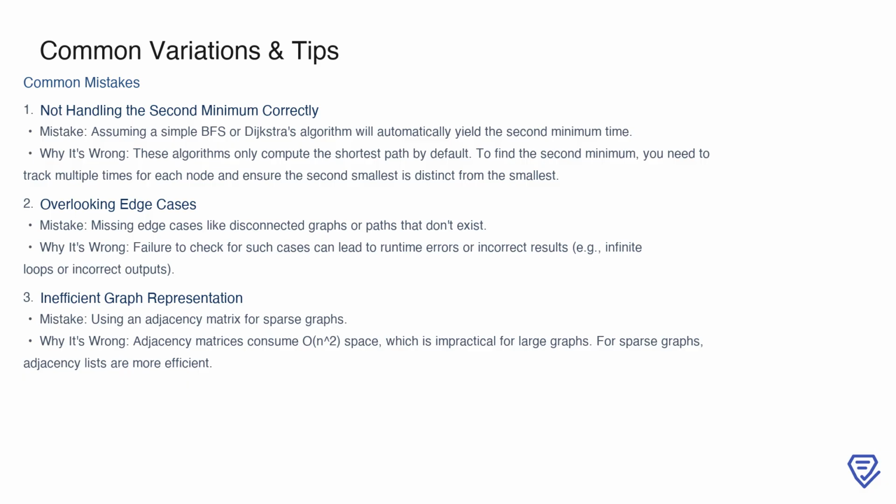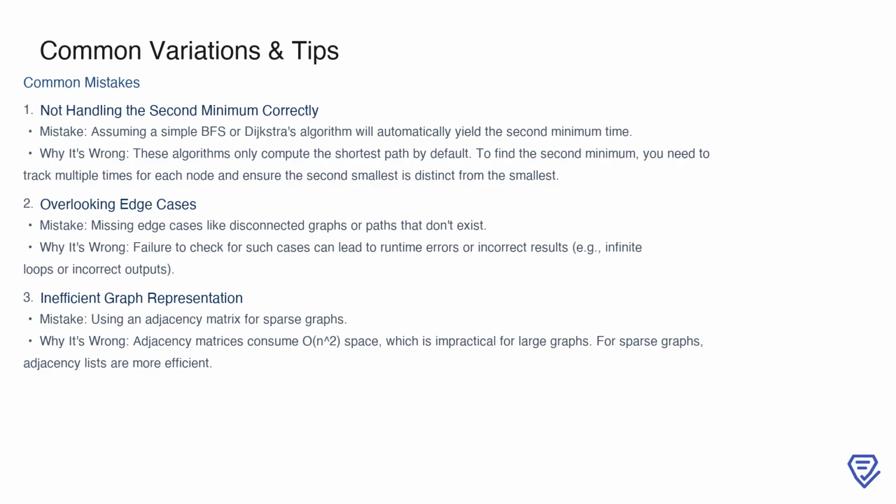First, a major issue is not handling the second minimum time correctly. Many people assume that a straightforward BFS or Dijkstra's algorithm will automatically give them the second minimum time, but this is not true. These algorithms are designed to find the shortest path, not the second shortest. To solve this, you need to explicitly track multiple times for each node and ensure that the second smallest time is distinct from the smallest.